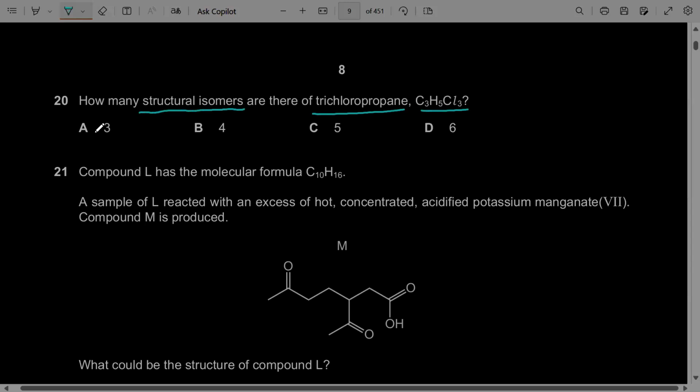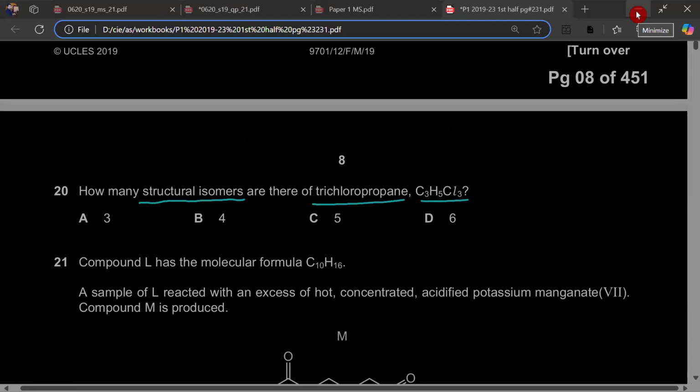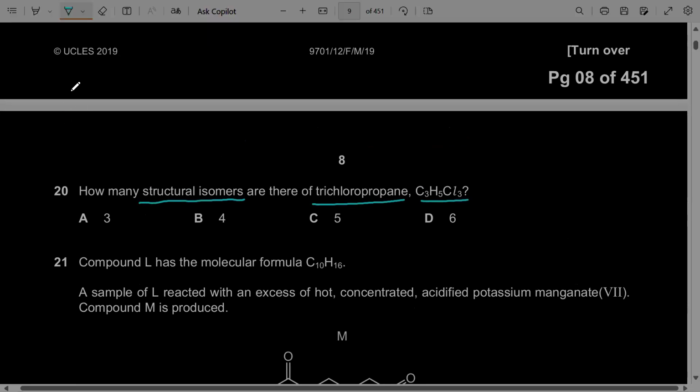To determine that, we definitely need to draw the structures of the compound. So I will separately draw the structures here and find out the answer. Now for this purpose, the structure will be like this. We have 3 carbon atoms because the actual compound contains 3 carbon atoms.